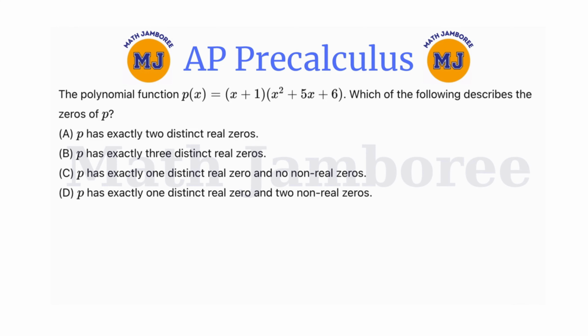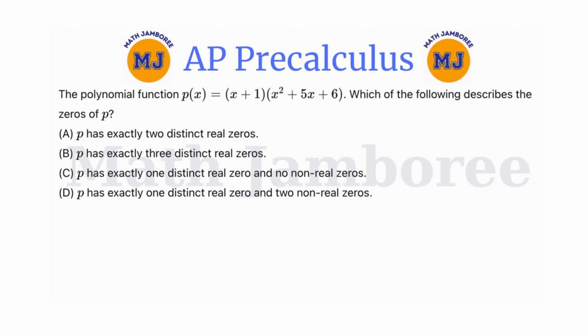In this video, we have another AP Precalculus type of question from the topic of polynomial functions and complex zeros. Let's solve it together. A polynomial function p of x equals (x + 1)(x² + 5x + 6). Which of the following describes the zeros of p?